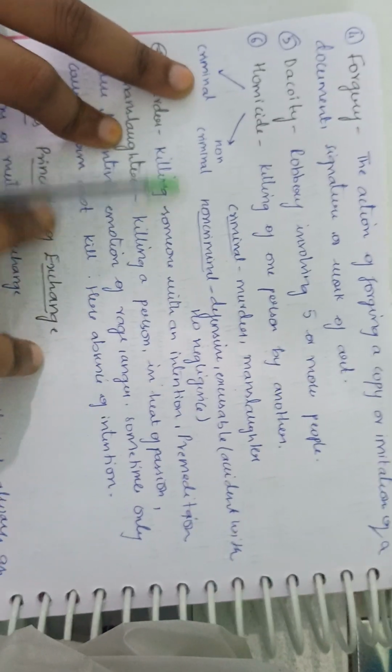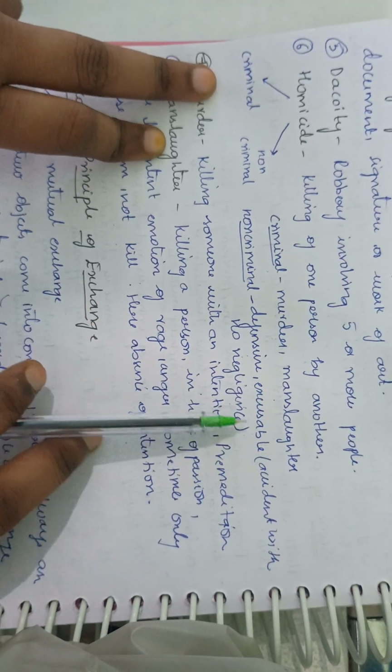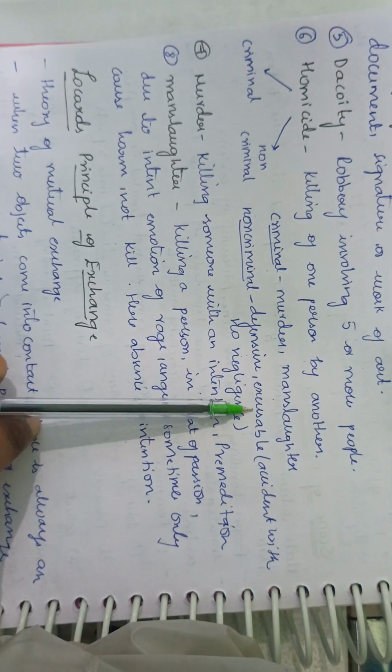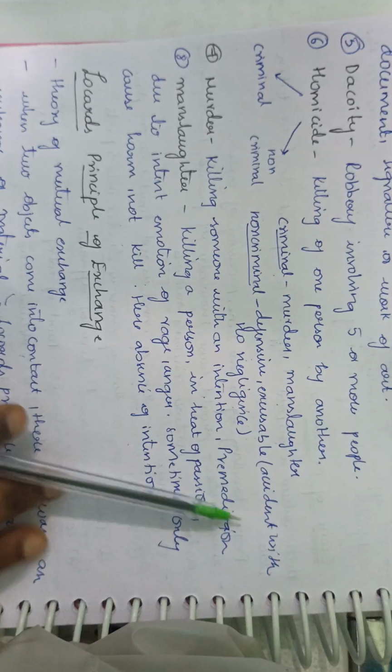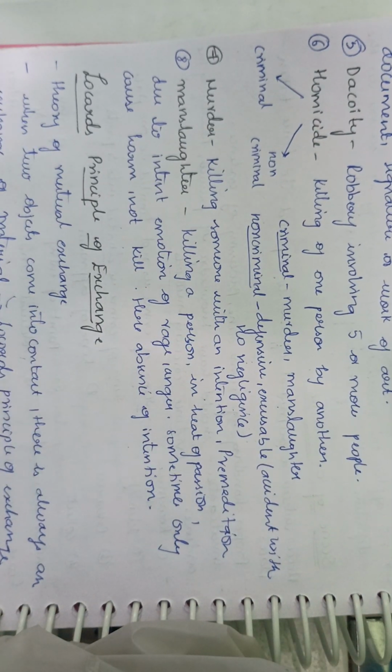Under the criminal kind of homicide we get murder and manslaughter, and under non-criminal we get defensive and excusable, in the sense accident with no negligence. I'll explain. See, murder means killing someone with an intention, or if you have a pre-murder plan, you have an intention, you've been making this plan from a long time ago, that comes under murder.